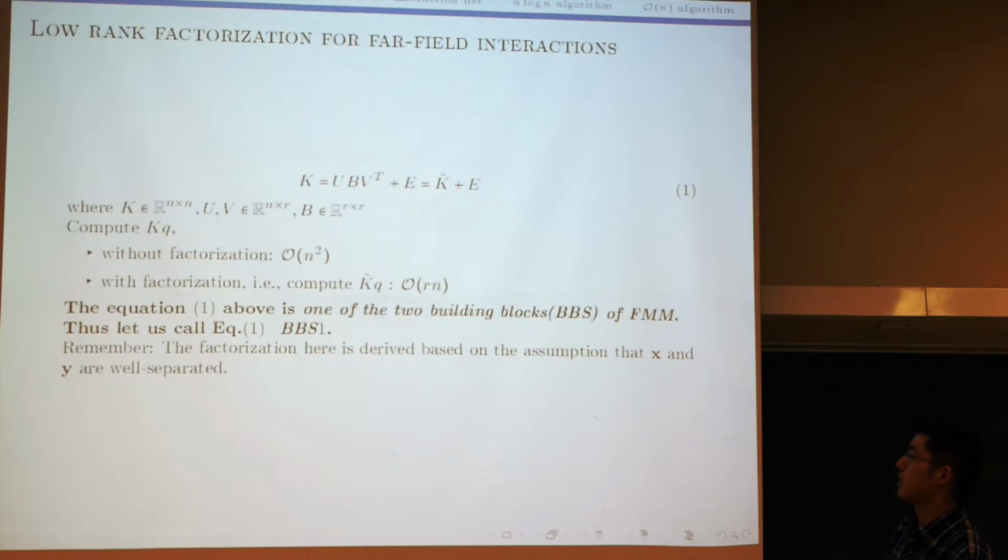It should be pointed out that equation 1 here is one of the two essential building blocks of the fast multipole method. Why not give it a name? So we call it BBS1, building block 1. So far, we conclude that if two sets of points are well separated, then we can have a linear complexity algorithm using the factorization here.